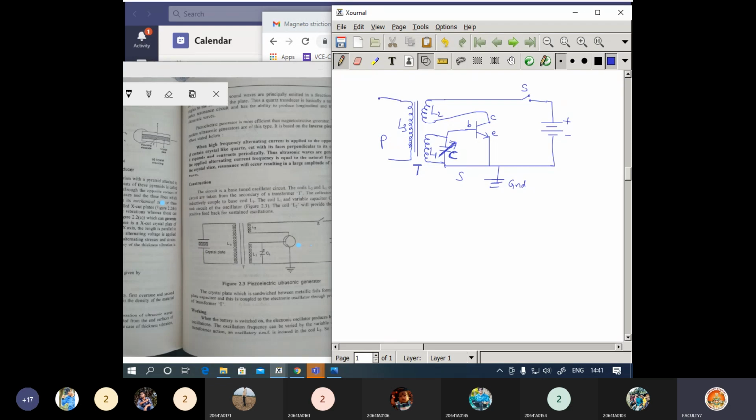Now this is going to be connected to the crystal here. We are going to place the X cut crystal or Y cut crystal here. A slice of the crystal we are going to place in between these two plates. These are the metallic plates. This is the quartz crystal we are considering as an example in this case.